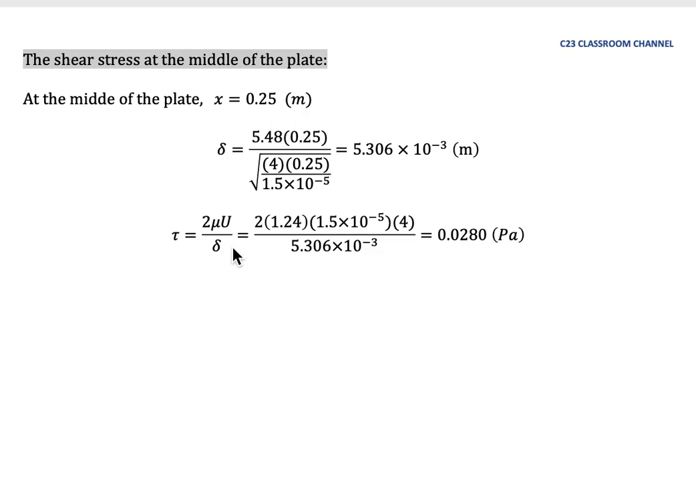For our velocity profile, which is a second order polynomial, the value of tau from Newton's law of viscosity is 2 mu U over delta. So we need to substitute the value of delta, and we need to calculate it. But we cannot use the value of delta from our previous answer because they ask for the shear stress at the middle of the plate, so the x now is 0.25. We substitute the value of 0.25 and get the boundary layer thickness, and we substitute it in this equation. We could say that the shear stress at the middle of the plate is 0.0280 Pascal.